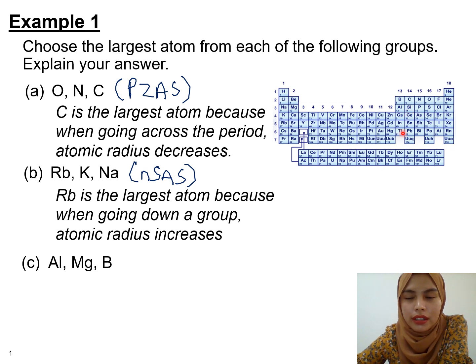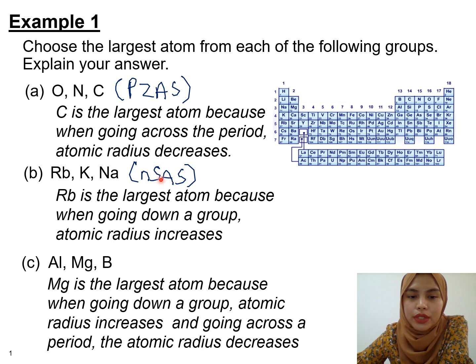So sebenarnya kat belakang-belakang ni size mereka kecil compared to size kat depan-depan. Okay, so therefore Mg will be the largest atom because when going down the group, kalau kamu compare B dengan Mg, going down the group, atomic radius will be increased, and going across the period, kalau you compare between Mg and Al, the size of atom will be decreased. So that's why Mg will be the winner here. Okay.